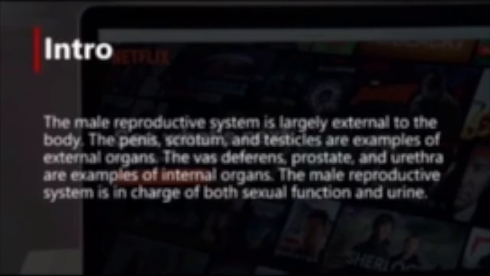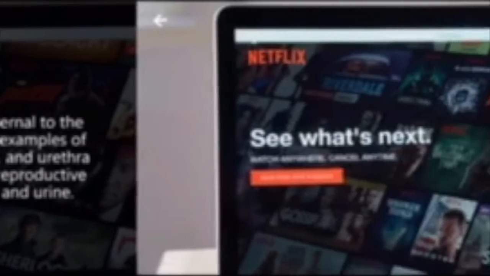The male reproductive system is largely external to the body. The penis, scrotum, and testicles are examples of external organs. The vas deferens, prostate, and urethra are examples of internal organs. The male reproductive system is in charge of both sexual function and urination.